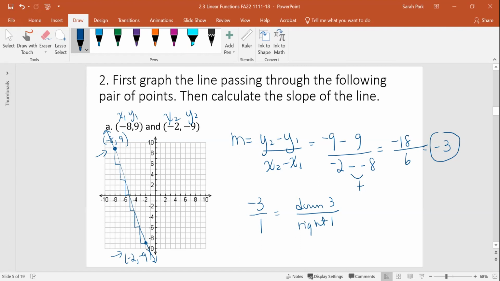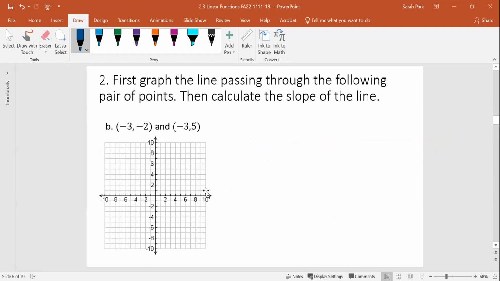Okay, let's do another one here. Let's graph the line passing through the following pair of points. We're going to calculate the slope of this line. We have (-3, -2), that's right here, and (-3, 5), that's right here. If we draw a line through the points, it looks like a line that goes straight down.